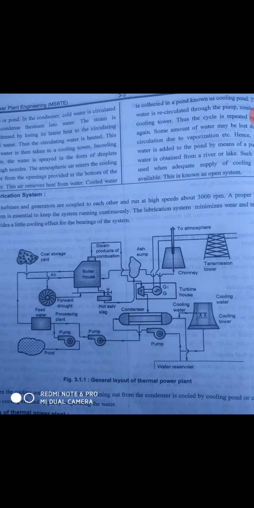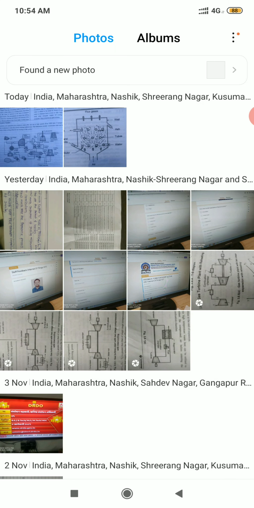Now we'll study the working of the thermal power plant. The steam is generated in the boiler of thermal power plant using the heat of the fuel burned in the combustion chamber.